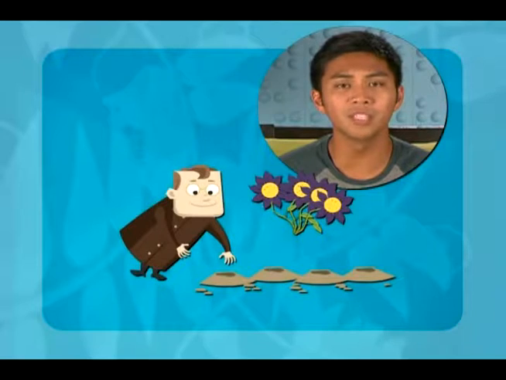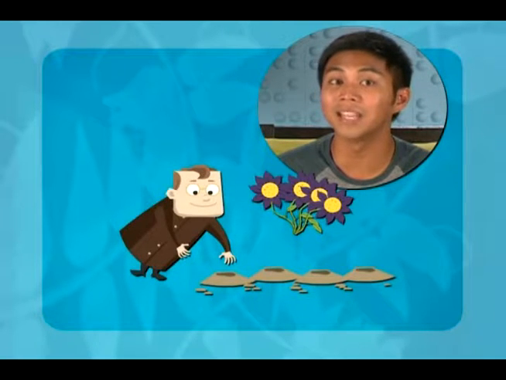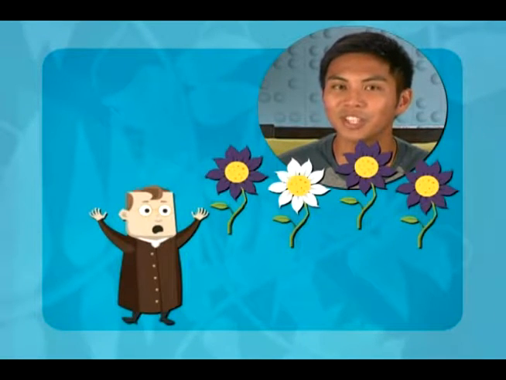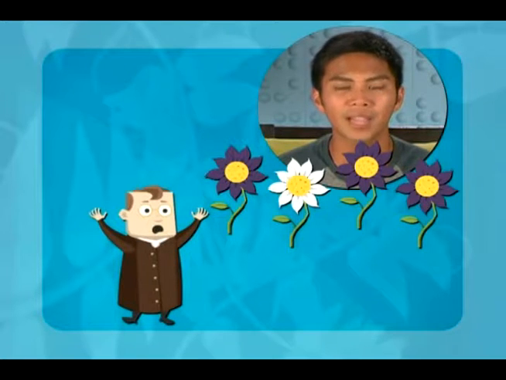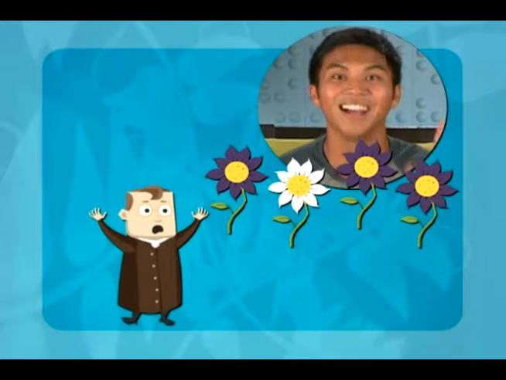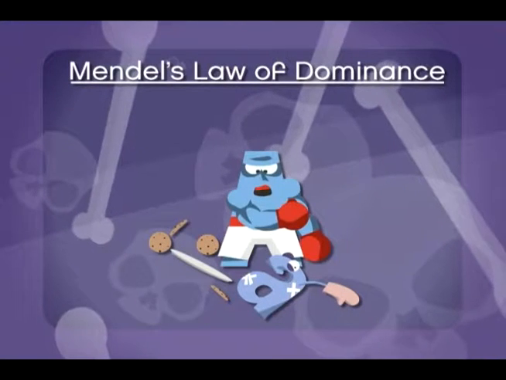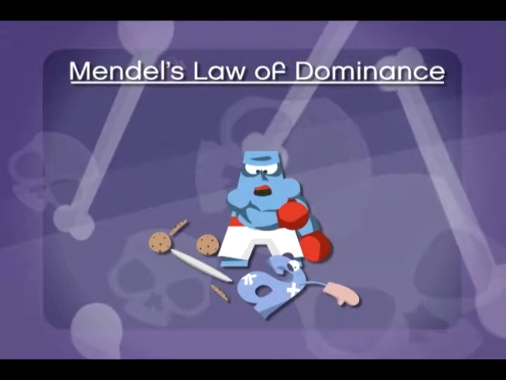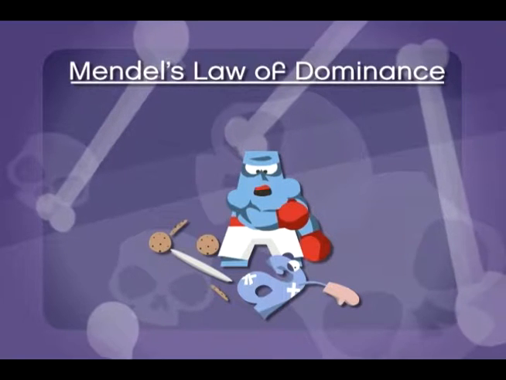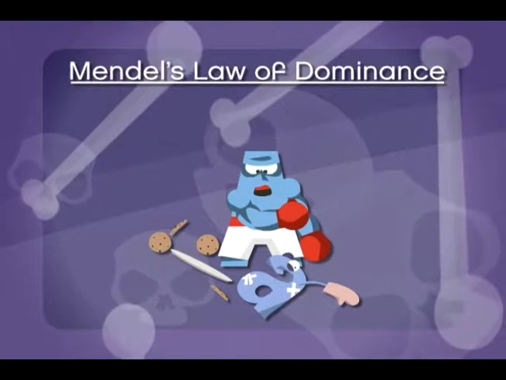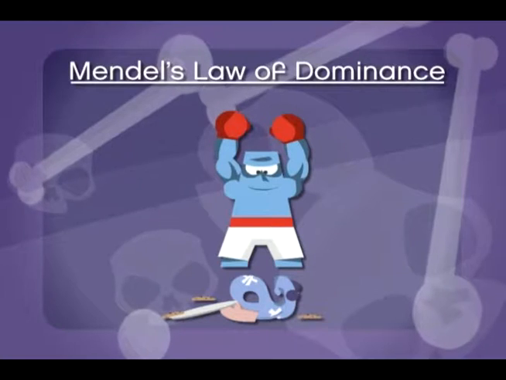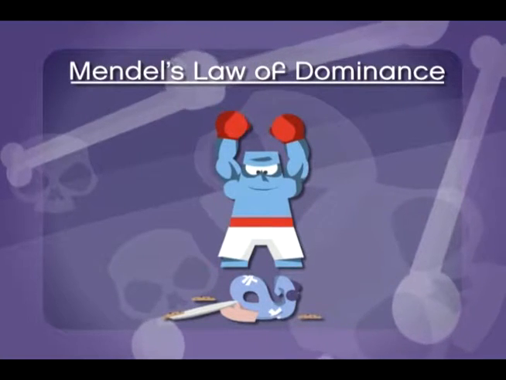So he took the seeds from these purple flowers and planted them, and guess what? In the next generation, he ended up with 3 purple flowers and 1 white. Aha! This led him to make a few conclusions. First, the law of dominance. For each gene, there are 2 alleles. One of these is dominant over the other. When 2 different alleles end up on the same gene, the dominant one will be the one expressed. That's the law of dominance.